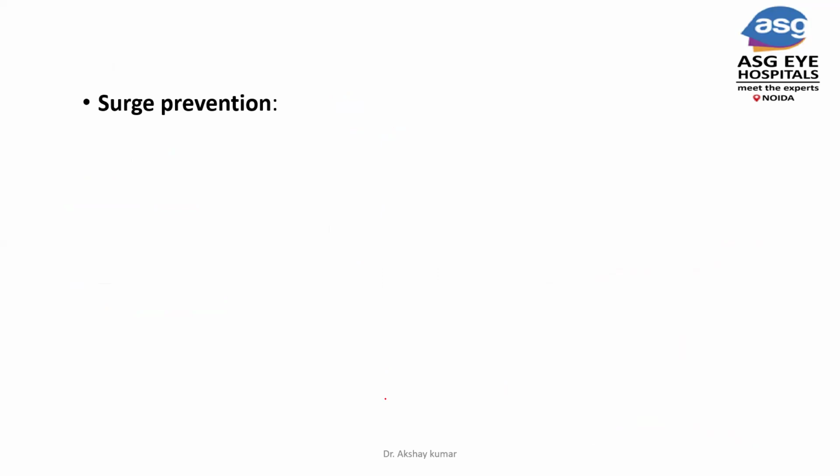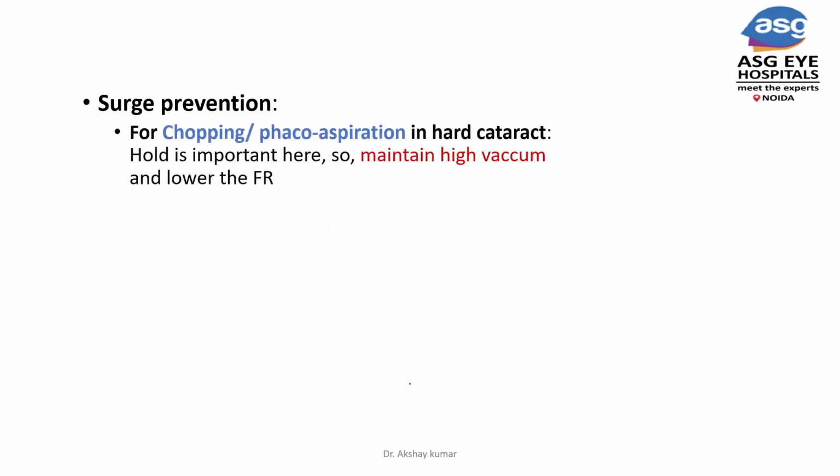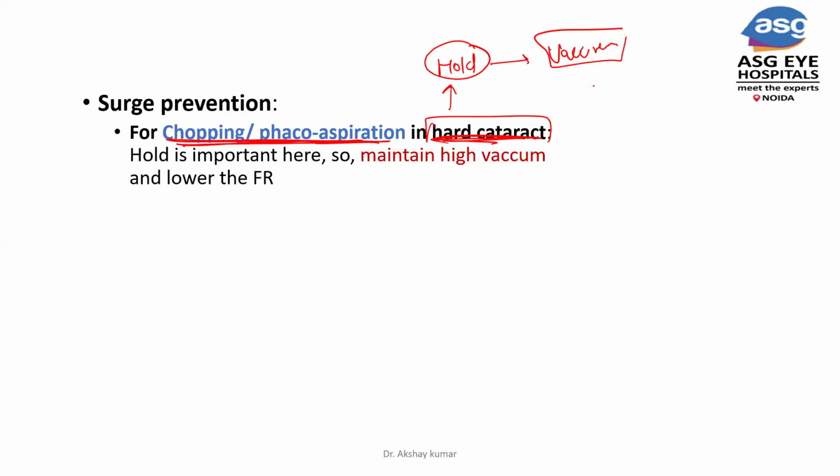So how do you prevent the surge? This is just a basic technique you need to note down during your fellowship. So fellows need to note it down. During chopping or phacoaspiration in a hard cataract, you want to maintain the hold. For a hard cataract, you want to hold the nucleus, and hold is a function of vacuum. So you can increase the vacuum here. Maintain the high vacuum and lower down the flow rate.